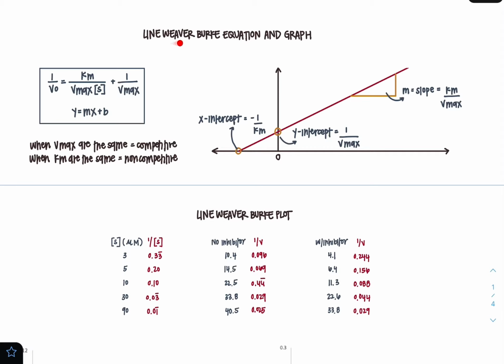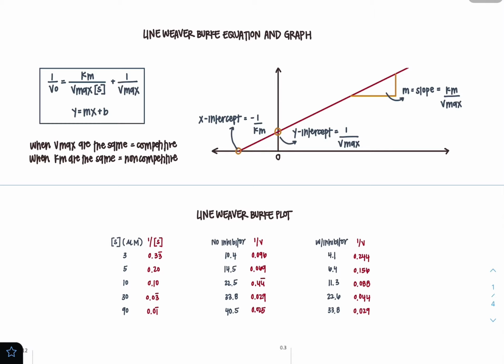So today we're going to go over the Lineweaver-Burk equation and graph. This is an equation that we're going to use to determine whether or not our inhibitor is going to be competitive or non-competitive. So first, looking at the Lineweaver-Burk equation, it's denoted as 1 over V naught equals Km over Vmax times the concentration of substrate plus 1 over Vmax.